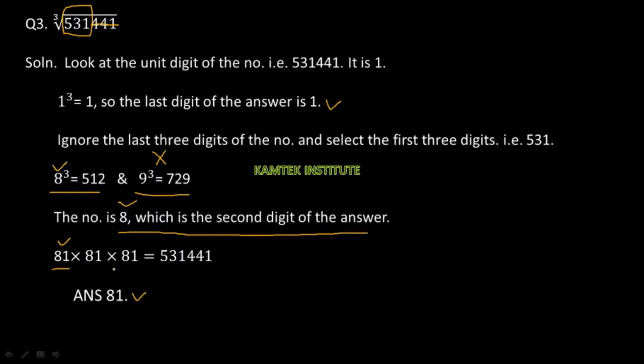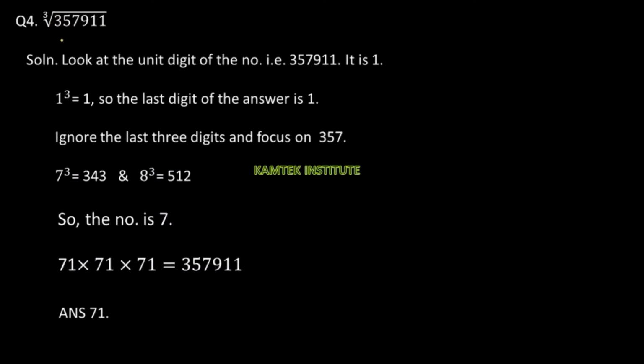Since 81 cube is 531,441. Okay, so now we come to question number 4. We have to find the cube root of the number 357,911 over here. Okay, so we're going to focus on the unit digit over here first. What is a number which when cubed gives 1 in the answer? That happens to be 1. So 1 will be the unit digit of the answer we are looking for.